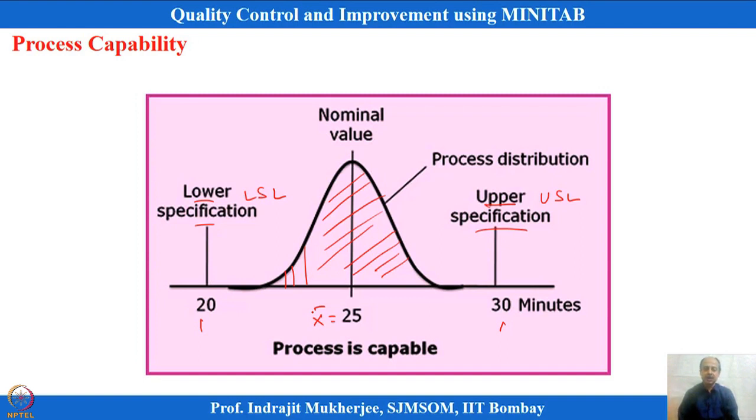So it is basically where my process is as compared to the specification width that is given by the designer. Voice of the customer is what you see from lower specification to upper specification. And if I consider plus or minus 3 standard deviations, this is voice of the process basically. So I am just comparing voice of the process with voice of the customer. That will give me process capability measures.